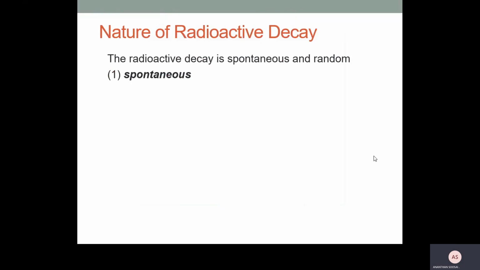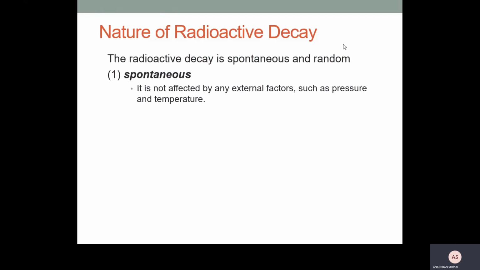Okay, radiative decay. Radioactive decay has two natures: it's spontaneous and it's random. What is meant by spontaneous? It's not affected by external factors. Pressure and temperature cannot control the radiation.